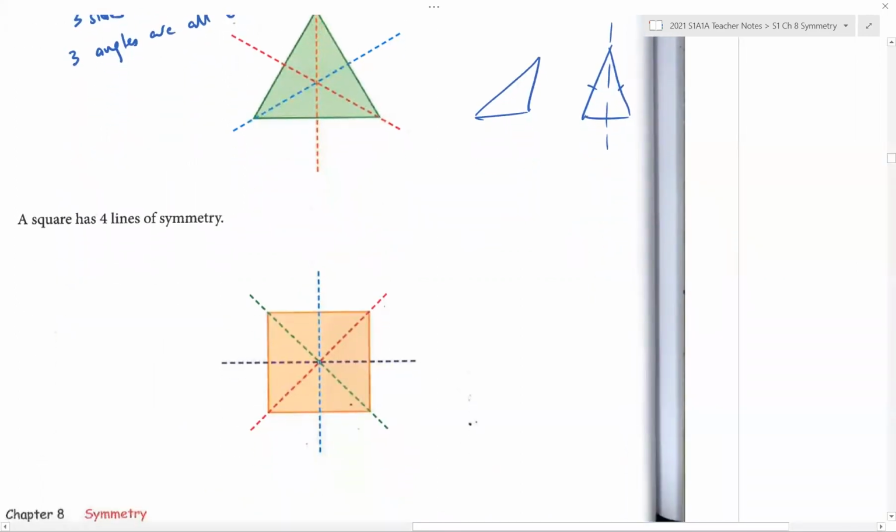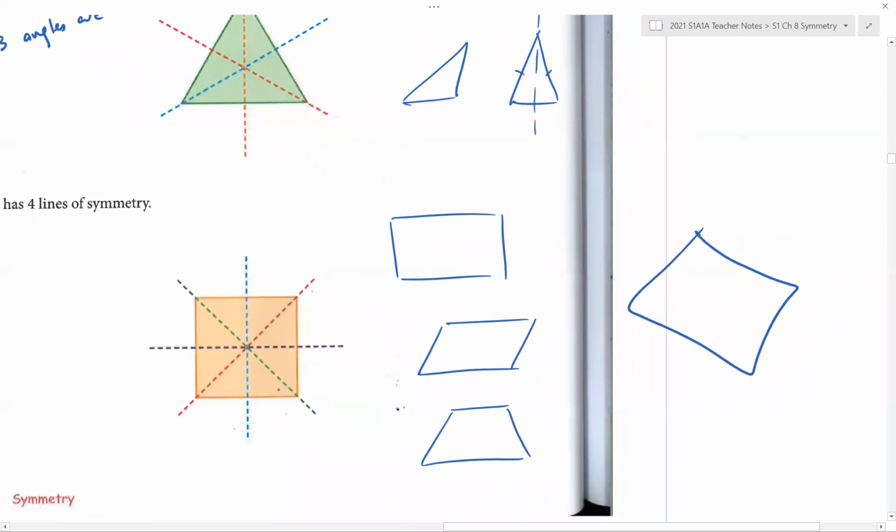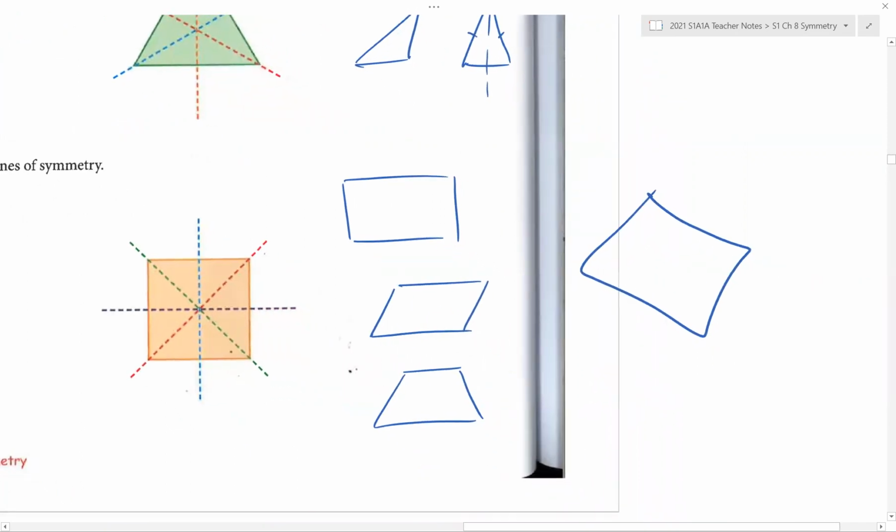Now we have a four-sided figure. A four-sided figure can be a square, a rectangle, a parallelogram, a trapezium, or just any other random four-sided figure, right? In all these cases, is it possible to have no line of symmetry? Yeah, this one has no lines of symmetry.